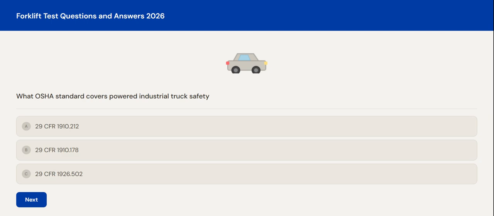Let's continue. What OSHA standard covers powered industrial truck safety? 29 CFR 1910.178. That is the specific regulation number you need to know. Everything in forklift safety traces back to this standard.